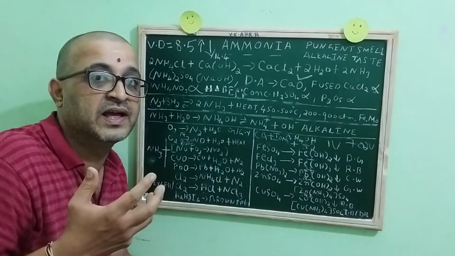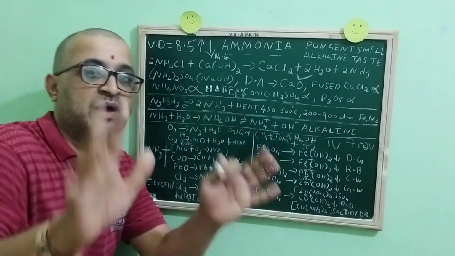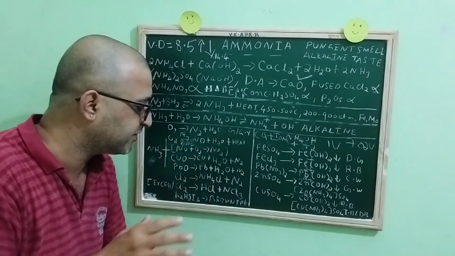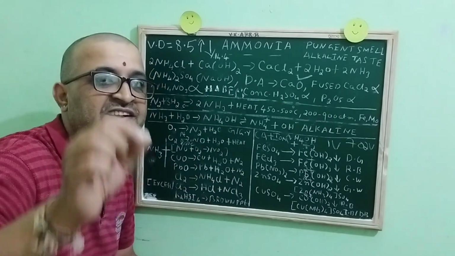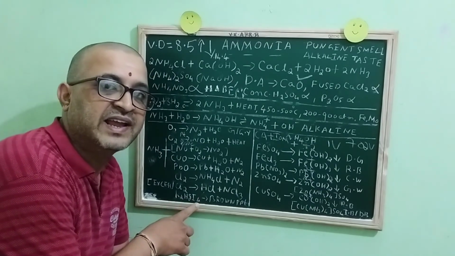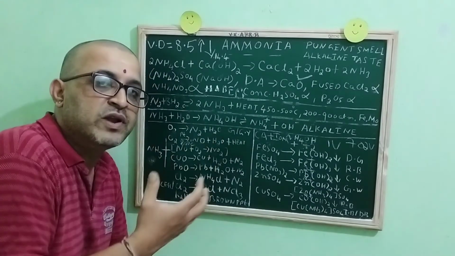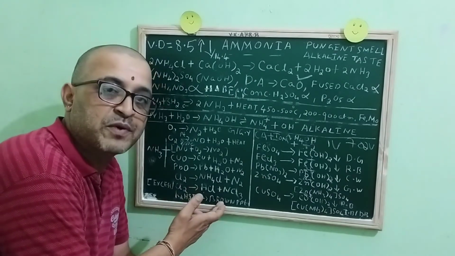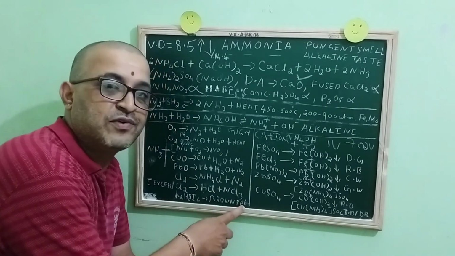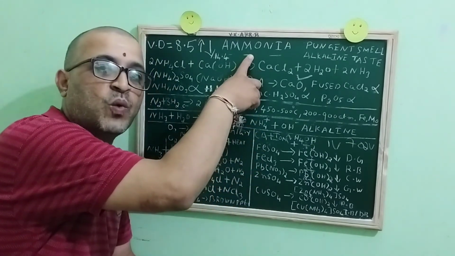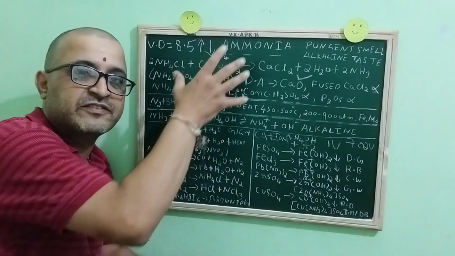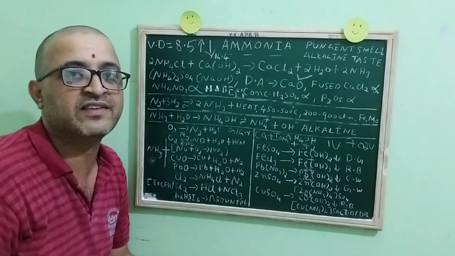Then finally, how do you confirm that it is ammonia? We have an important test for the board exam, that is Nessler's reagent test, which is nothing but potassium mercuric iodide, K2HgI4. Ammonia with Nessler's reagent will produce a brown precipitate which confirms that it is ammonia. Okay, children? Children, this is a short revision of the ammonia chapter.